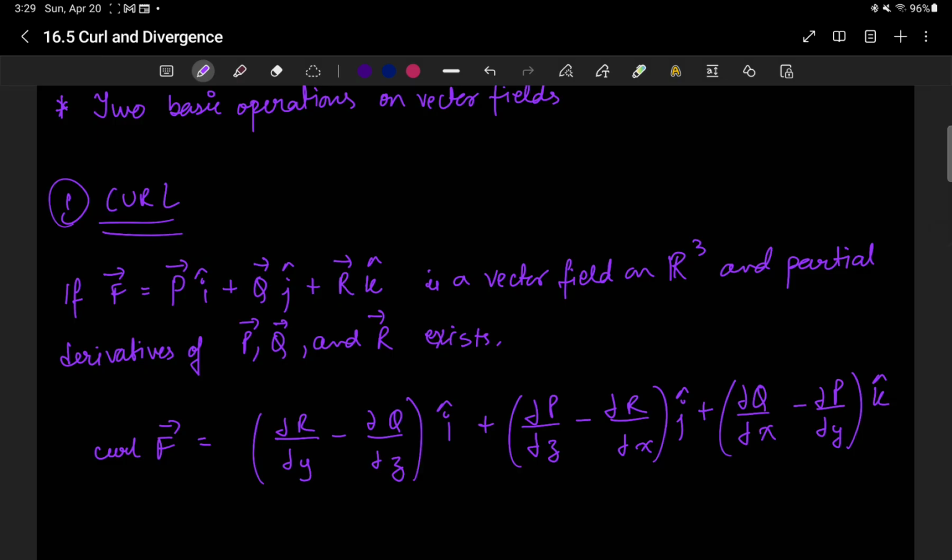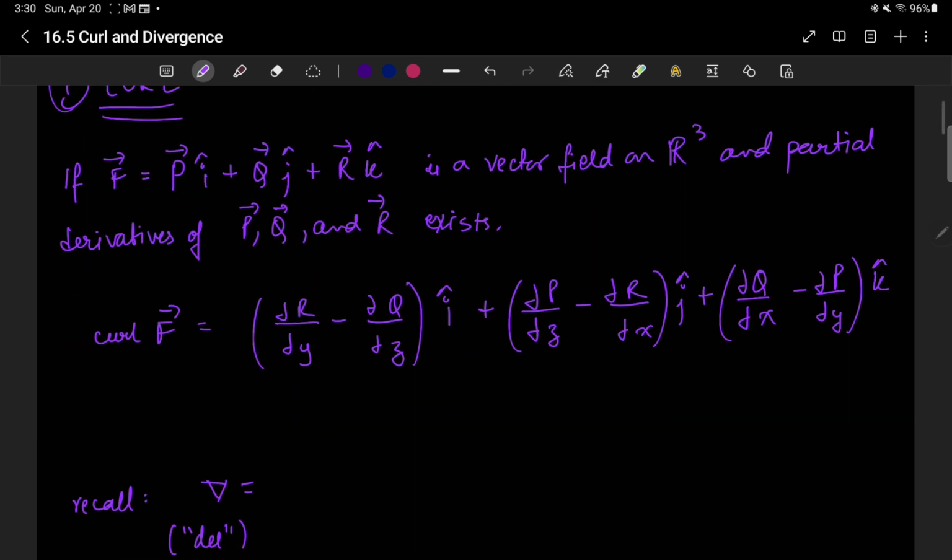Then the curl of F is defined as this expression, which in its current form looks slightly complicated. There's a certain symmetry in here. You have partial of R with respect to y, subtract partial of Q with respect to z. Then you have a partial of P with respect to z, subtract partial R with respect to x, and a partial Q with respect to x, subtract a partial P with respect to y. However, this entire thing can be written in a much neater form.